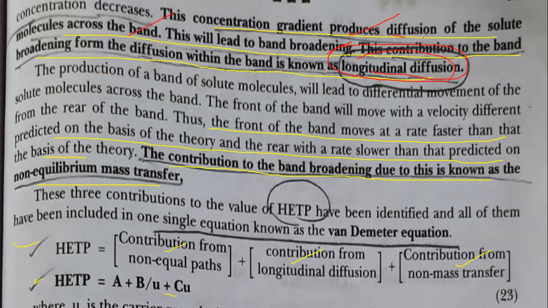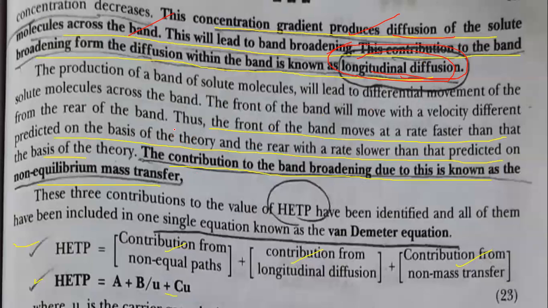Okay, so जे diffusion create होते कशामुळे, concentration gradient मुळे. Okay, आणि that causes a broadening of the band, and this contribution to the band broadening from a diffusion within a band, okay, that is called longitudinal diffusion. Now one more thing is there. So what happens, the production of a band of a solute molecule will lead to the differential movement of the solute molecule across the band.